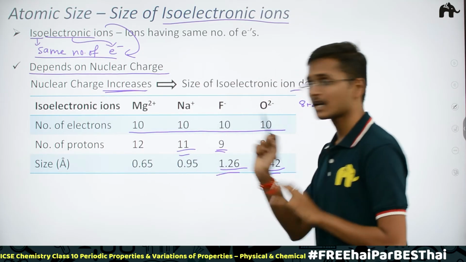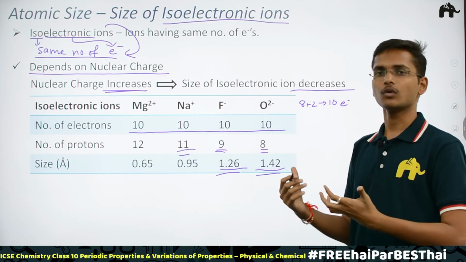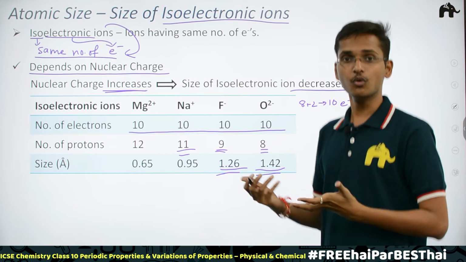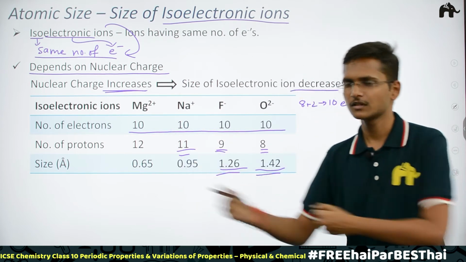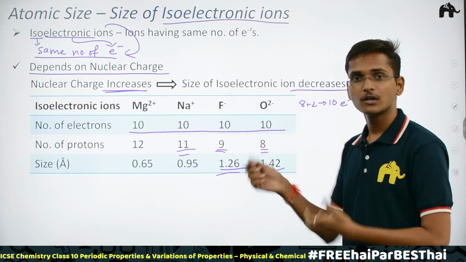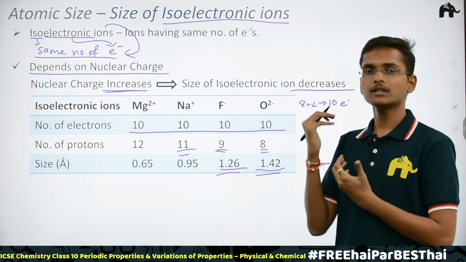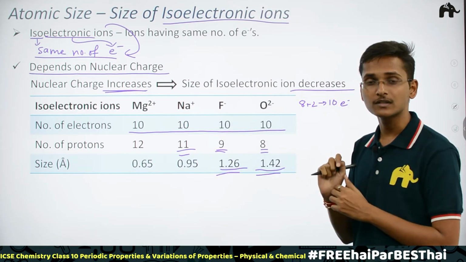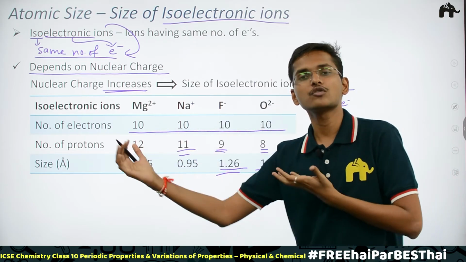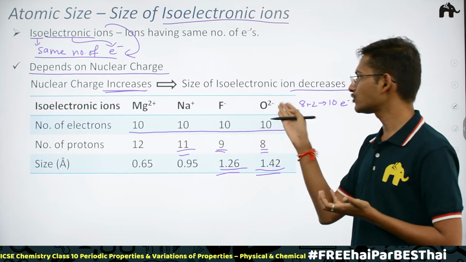In case of Na plus, there are 11 protons. Oh, the number of protons is now more here. So now they would feel more energetic, right? They would pull the 10 electrons with great force. Now, again, they are pulling the 10 electrons with a force which is greater than the F minus and O2 minus. So, absolutely the electrons would be very much closer than the case of F minus and O2 minus.